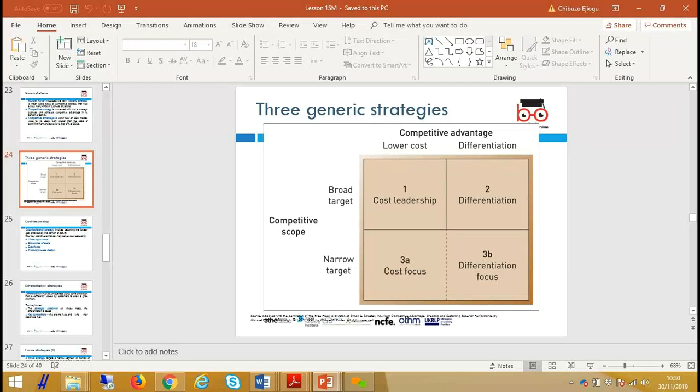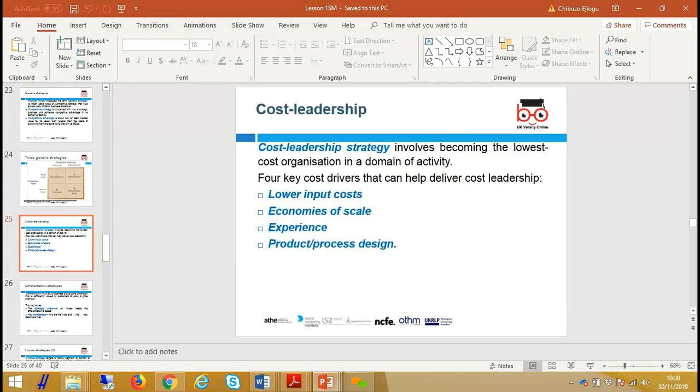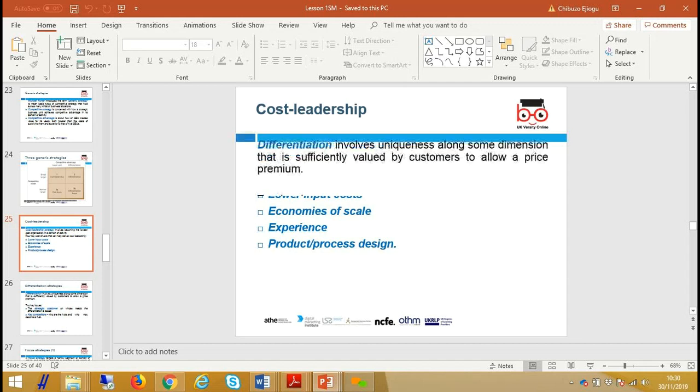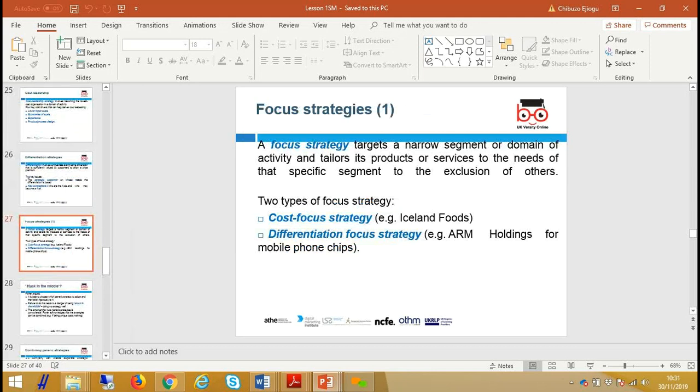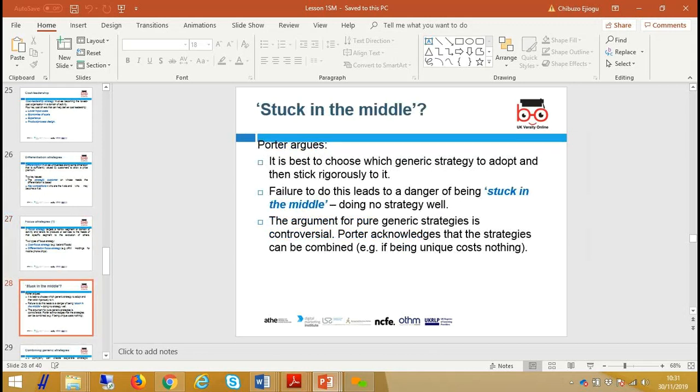Targeted at them. Okay. So, what Michael Porter argued is organizations should choose their strategy. Either they want to be a cost leader or differentiator, for instance, based on quality or customer service or whatever, or a focus strategy where they target a niche market and meet certain specific customer requirements or customer preferences.